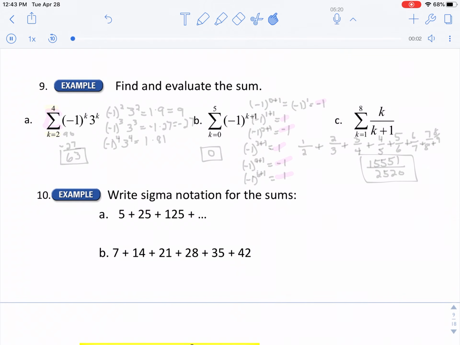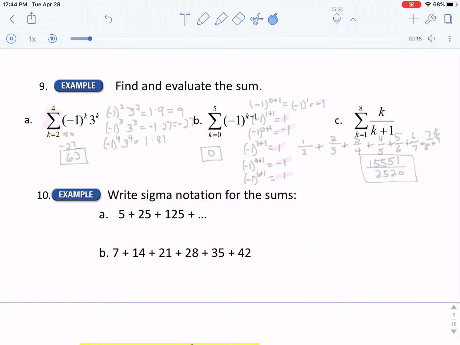This is section 8.1, problems 9 and 10. Before we look at those problems, let's look at this symbol. This symbol is called sigma notation, and it looks like a big capital E. It's the Greek letter sigma, so that's it right there.